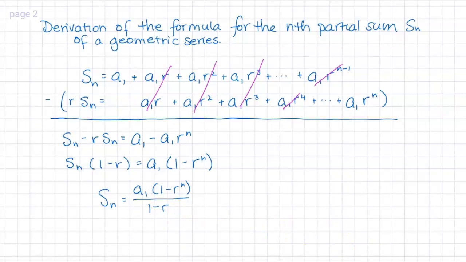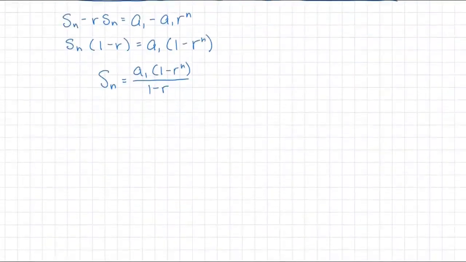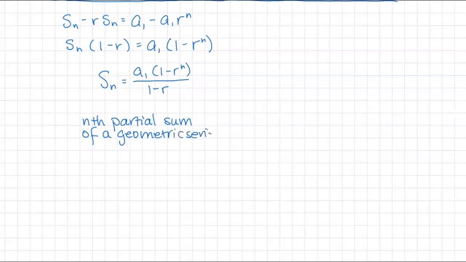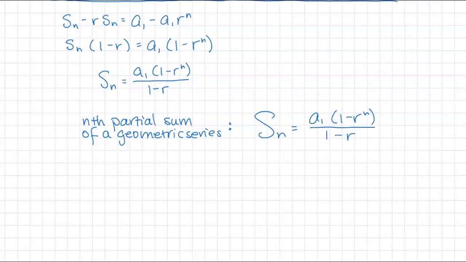I am going to go ahead and summarize this here. So the nth partial sum of a geometric series is S sub n equals a sub 1 times 1 minus r to the nth over 1 minus r. But very important, a sub 1 is the first term and n is the number of terms.